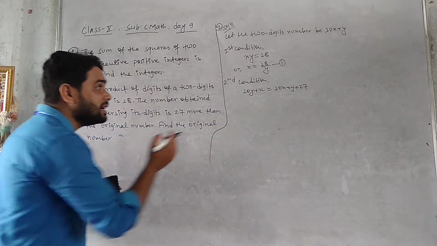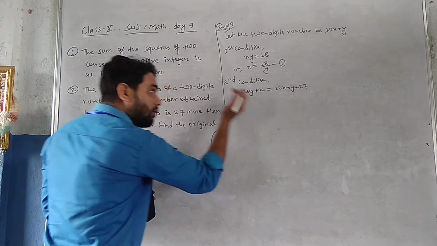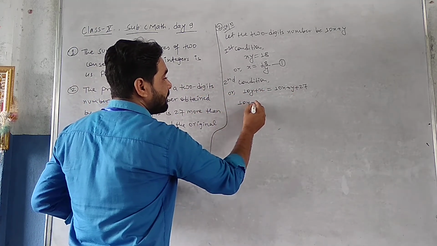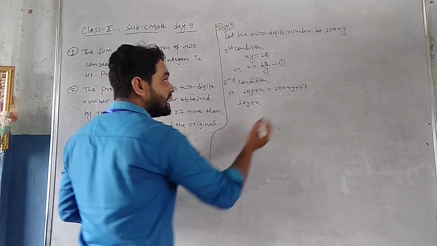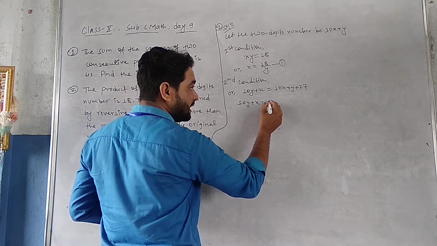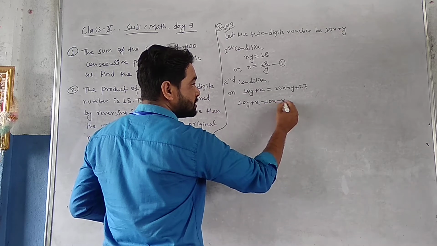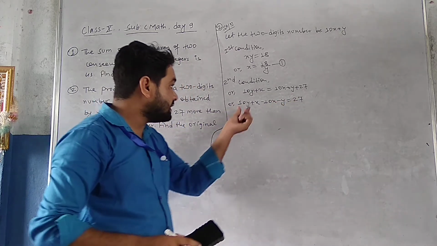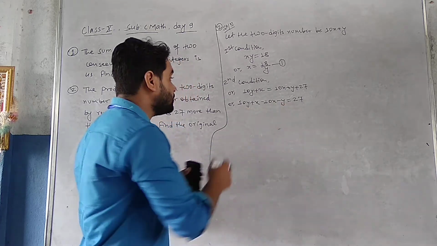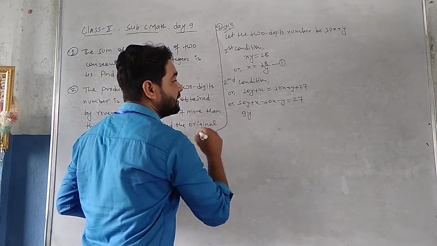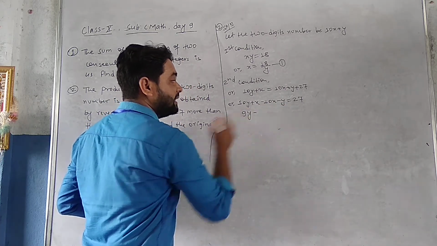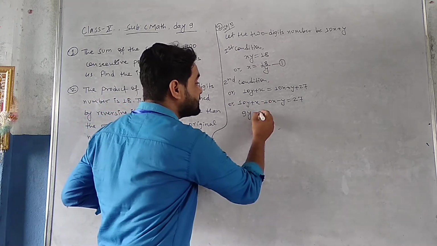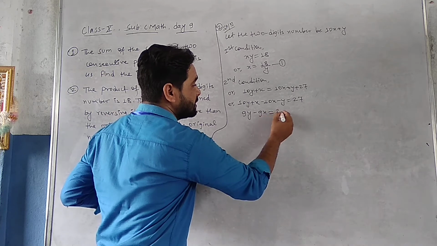Now let's simplify this, bring this x and y to one side, so we get 10y plus x, and this 10x, so we get minus 10x minus y equals to 27. Now look at 10y is here, minus y is here, we get 9y minus 9x, yes, minus is greater, that's why 10 minus 1, we get 9y minus 9x equals to 27.